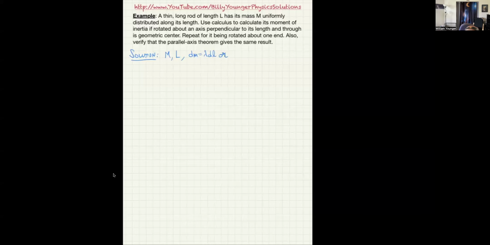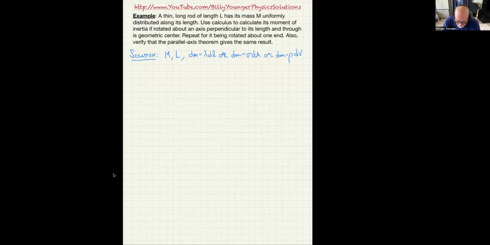or dm is supposed to be equal to sigma dA, or dm is supposed to be equal to rho dV, where dl is a differential length, dA is a differential area, and dV is a differential volume.